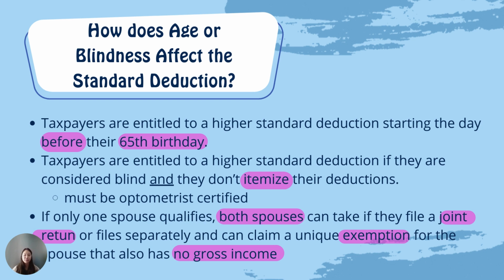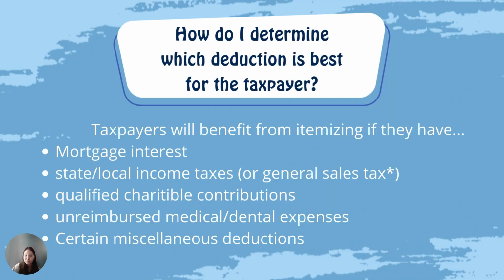So if you're a taxpayer and you want to take the 65th birthday or blind higher standard deduction with your spouse, then you have to file married filing jointly, or you claim an exemption for them because they have no gross income. Basically, that's how it works.